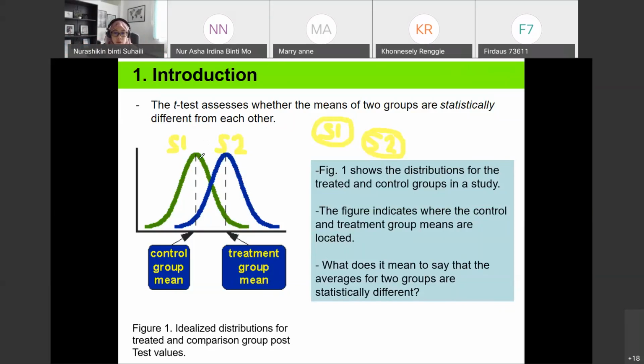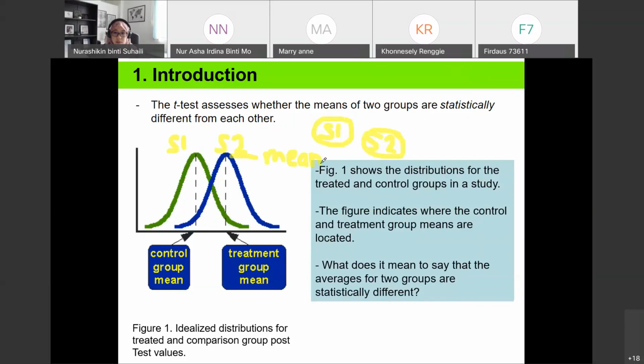So what we need to compare, of course, is that each sample has its own mean, or average, right? So what is the average weight of students in FK? What is the average weight of students in FSTS? That is the peak. The peak here is the mean. Each of these peaks is the mean or average of the data.